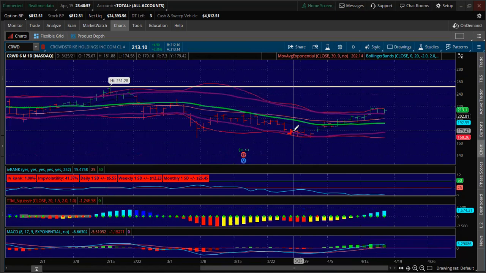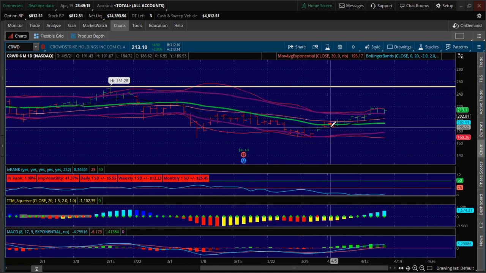And so all I'm doing is betting that the price of the stock won't break the previous resistance level that has now become support. And so that's why I set my strikes for the puts at 185 and 180.